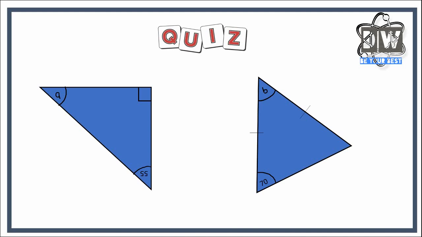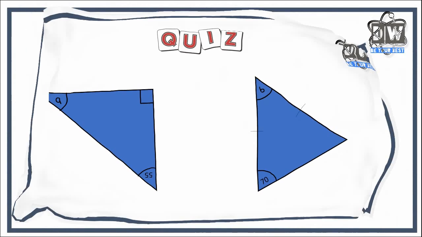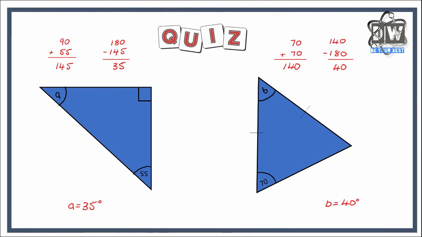All right, so here we go. Let's give it a go. So you can see what's happened here. I've got a right angle triangle here. I've added 90 and 55 together to give me 145. I've taken my 145 away from 180 to give me 35 degrees. So A equals 35 degrees.